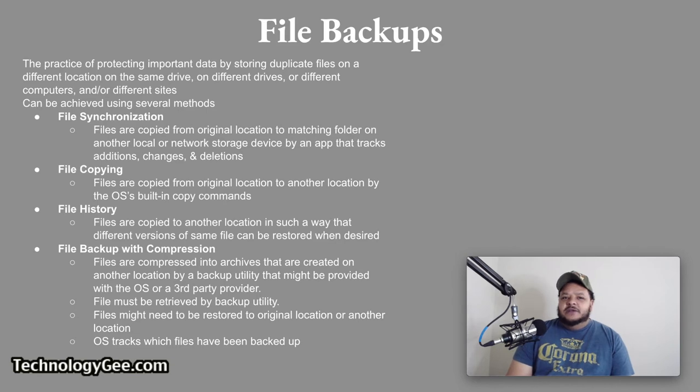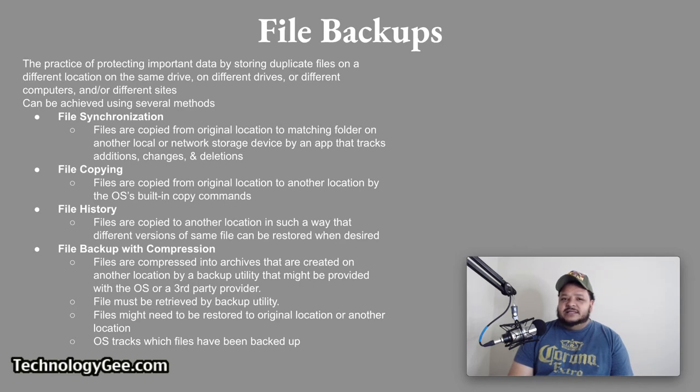All right, so data. The most fundamental backup concerns include what to back up and where to store the backup. In the following section, we're going to address concerns when it comes to deciding what to back up. So we have file backups. A file backup is the practice of protecting important data by storing duplicate files in a different location on the same drive, on different drives, on different computers, and/or at different sites. This type of data can be backed up using several methods.